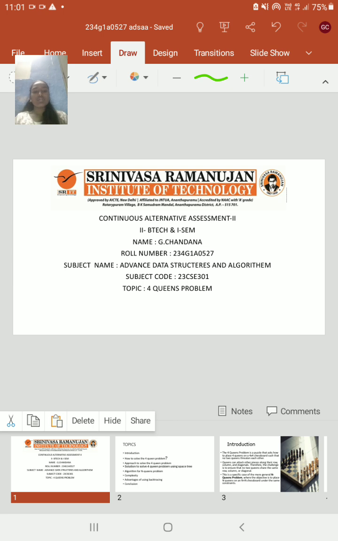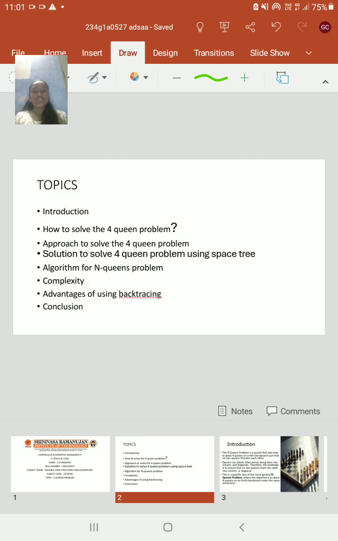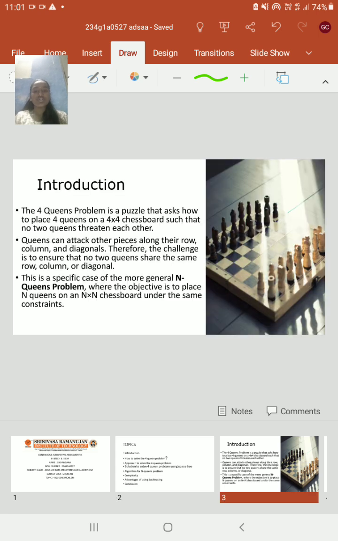Today I want to tell about the 4 queens problem. Let's enter into the topics. Topics: introduction, how to solve the 4 queens problem, approach to solve the 4 queens problem, solution to solve the 4 queens problem using state space tree, algorithm for the n-queens problem, complexity, advantages of using backtracking, and lastly conclusion. Let's enter into the topics.